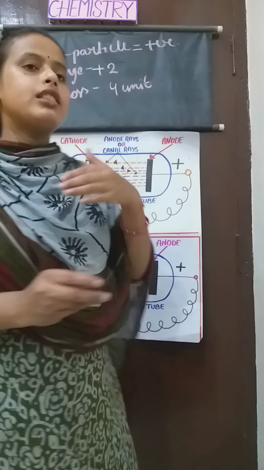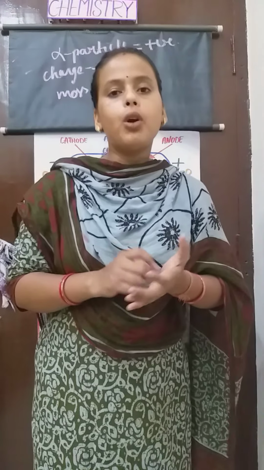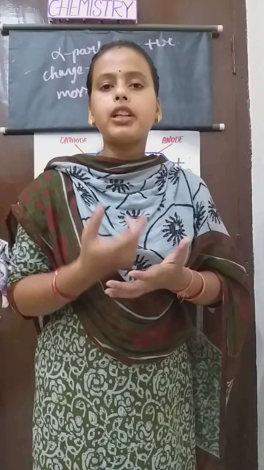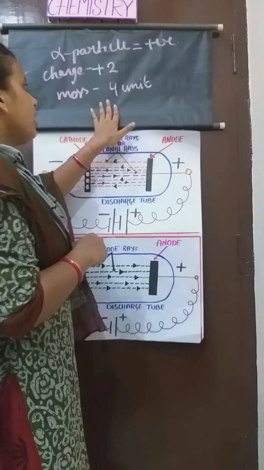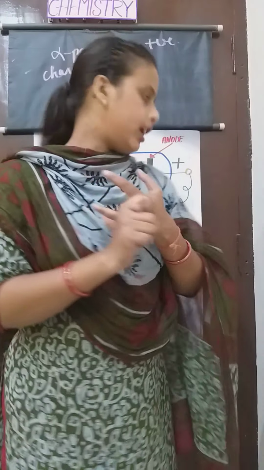The second one is gold foil, or a thin gold sheet. Why a gold sheet? Because gold has the property of malleability. We can convert gold into a thin sheet. So here he took two things: the first is alpha particles and the second is a thin layer sheet.